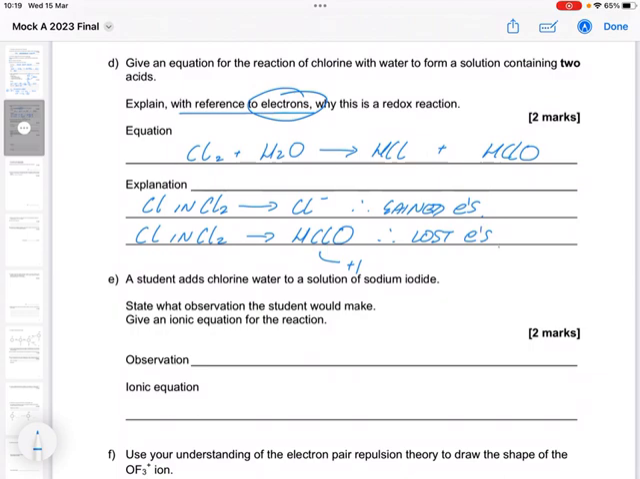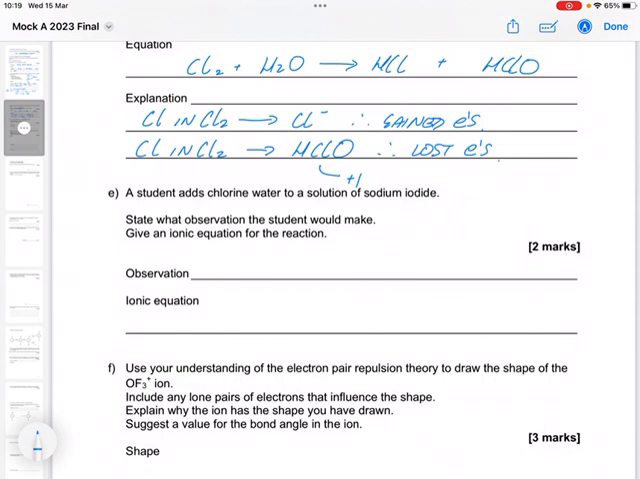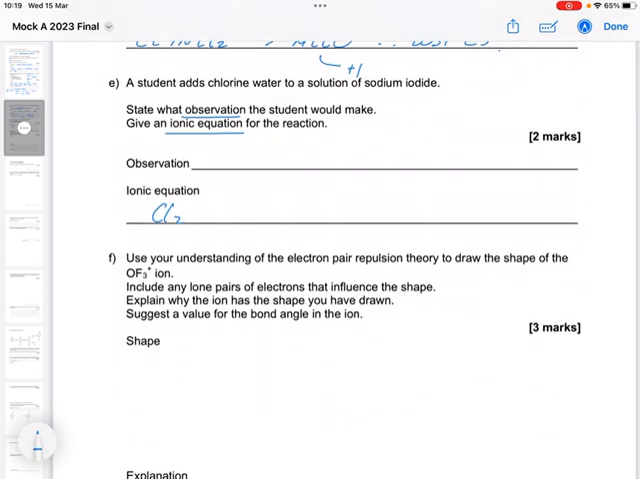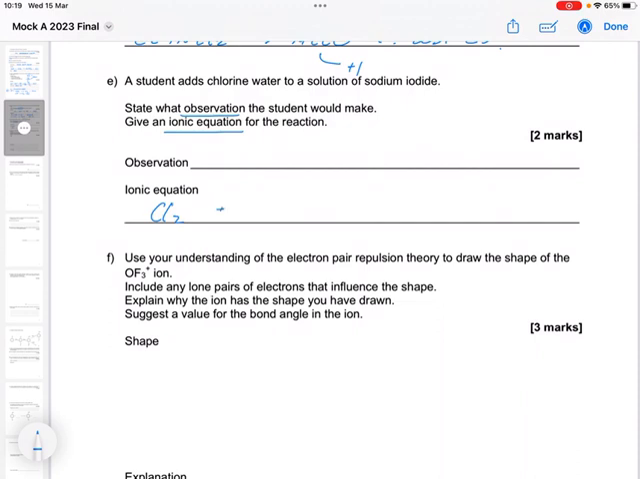Okay, and then a student adds chlorine water to a solution of sodium iodide. So again, state the observation and give the ionic equation. Start with the ionic equation, probably easier to work this backwards. So chlorine plus 2I- gives I2 plus 2Cl-. So we're forming iodine. The colour of iodine that we're going to use then is a brown solution.